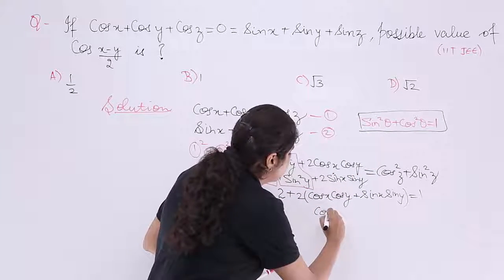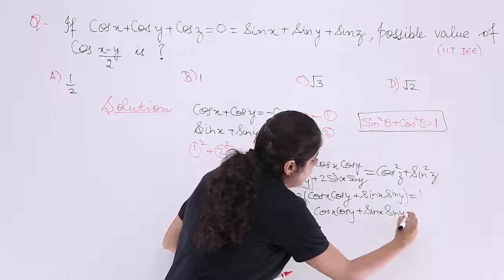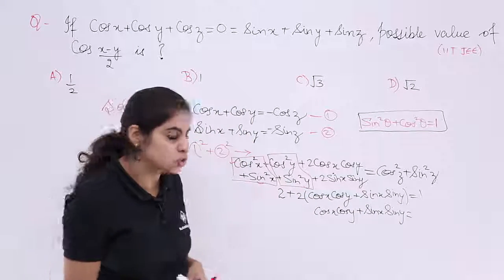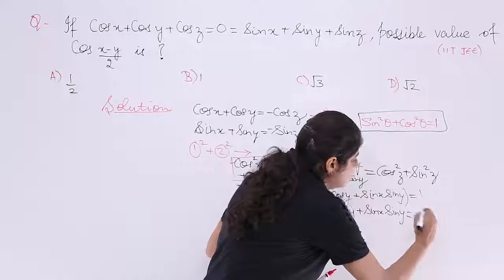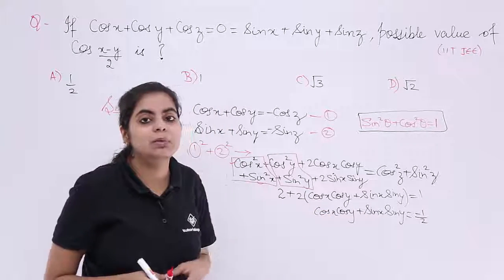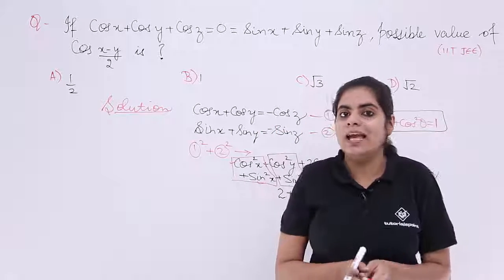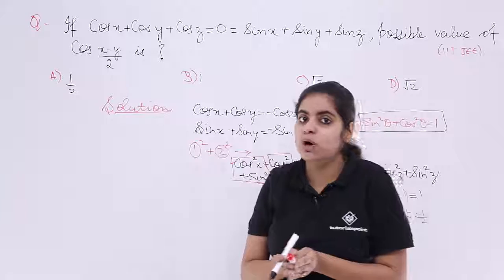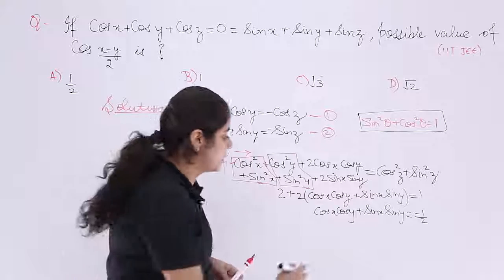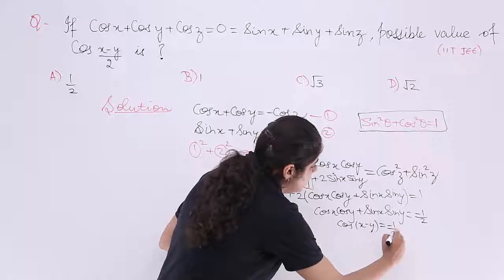So ultimately we have cos x cos y plus sin x sin y is equal to 1 minus 2, which is minus 1 upon 2. Now, what is the formula of cos A cos B plus sin A sin B? We know that cos A cos B plus sin A sin B is cos(A minus B). So cos(A minus B) means cos the first term minus the second term. That means cos(x minus y). So it is nothing but cos(x minus y) is equal to minus 1 by 2.